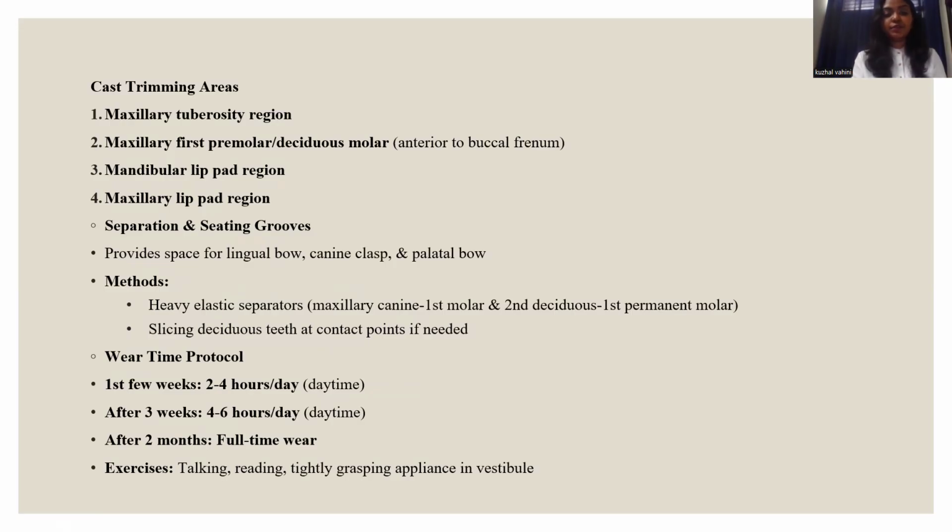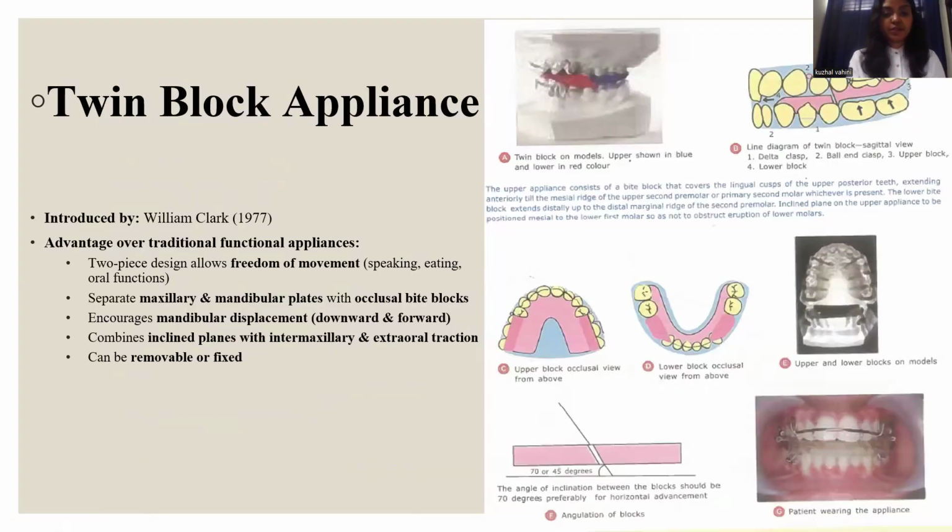The wear time is that in the first week, it's 2 to 4 hours per day. After 3 weeks, it is 4 to 6 hours, and after 2 months, it's a full-time wear appliance. So then we have the twin block appliance. It was introduced by William Clark.